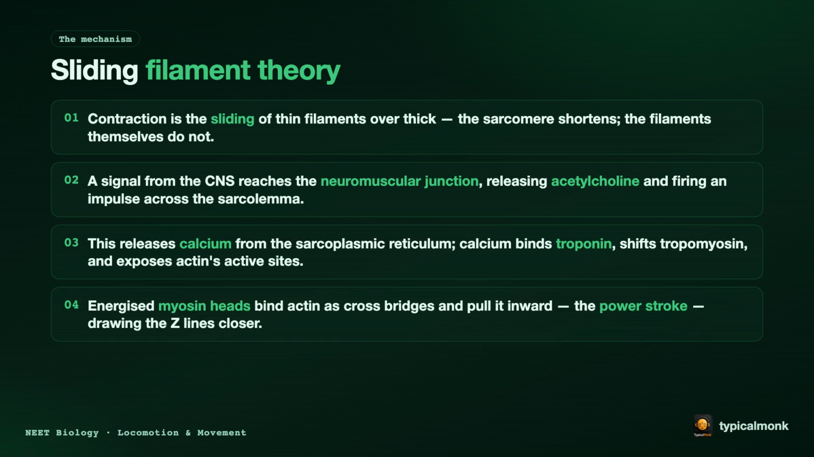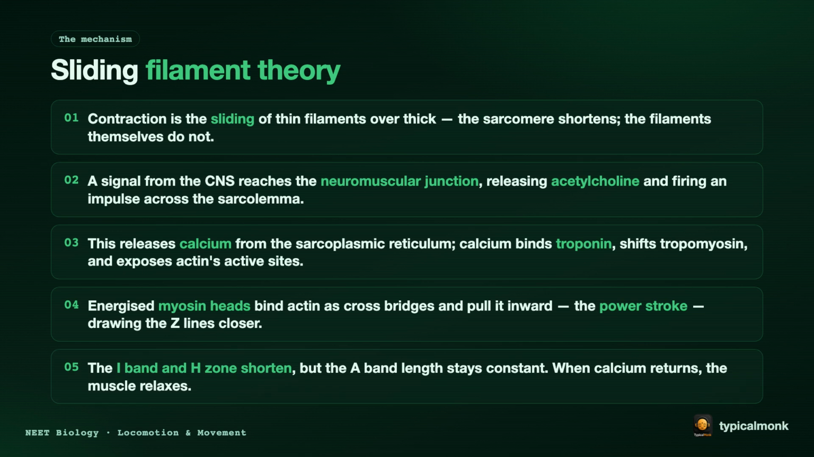Energized myosin heads form cross bridges with actin and pull it inward. This is the power stroke, and the Z lines are drawn closer. Then the I band and H zone shorten, but the length of the A band stays the same. And when calcium returns, the muscle relaxes again.